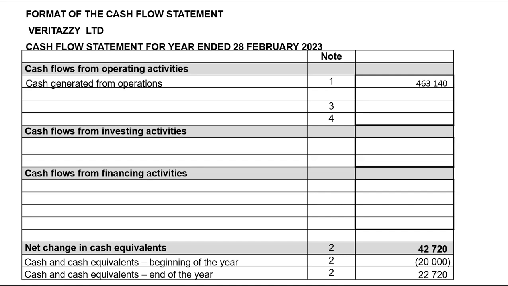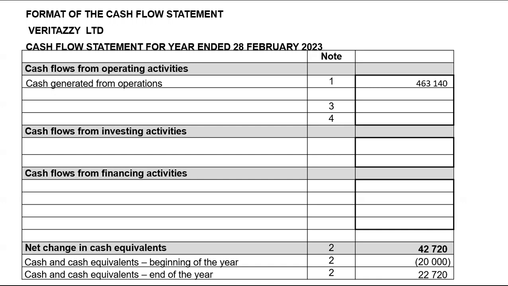Next, it'll be interest paid. For interest paid, I will simply take it as it is because it was not capitalized. Take it as it is from your income statement, and that will be your interest paid. And that interest paid will be recorded under operating activities as such. And it was 19,500.